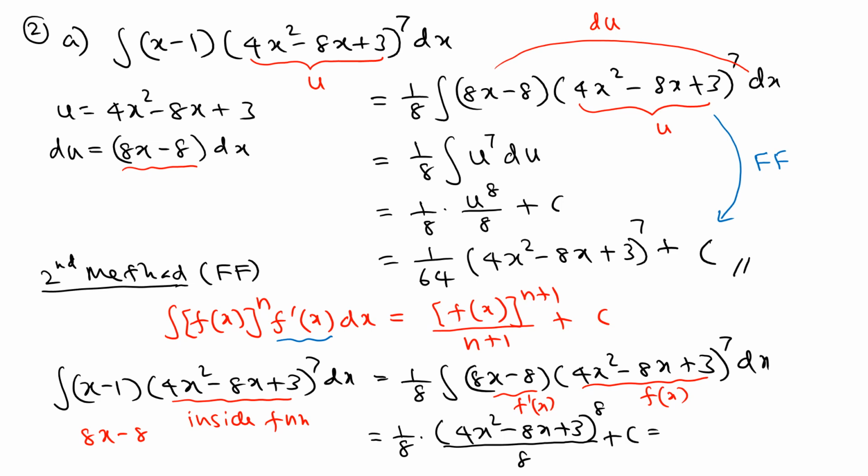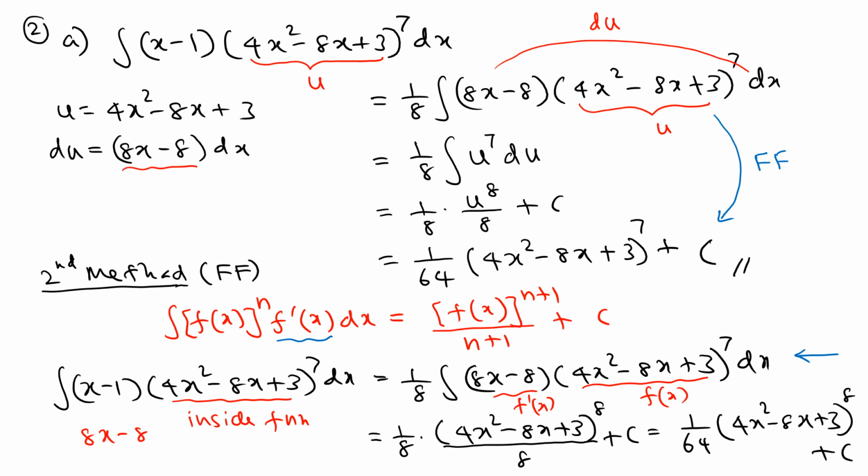If you write it in a better form, you can say 1 over 64, and then this is simply (4x squared minus 8x plus 3) to the 8th power plus c. So that is the u formula trick, and you can see it's just one line. The only thing you need to notice is that you have to write this special line to bring it to the right form, but just write that line and then you can directly write the solution.